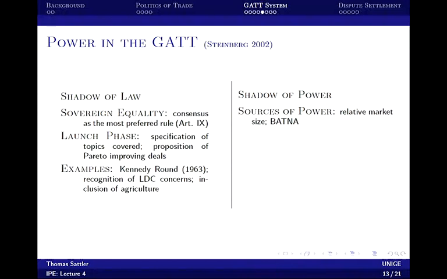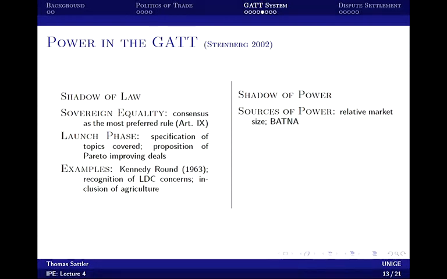So where does relative power come from? Relative power comes from relative market size, because it affects the so-called BATNA. BATNA is the best alternative to a negotiated agreement. So it basically means, what is the cost for you if you don't get this agreement? And the cost is greater the poorer and the smaller you are. This concept is always applied to international negotiations.